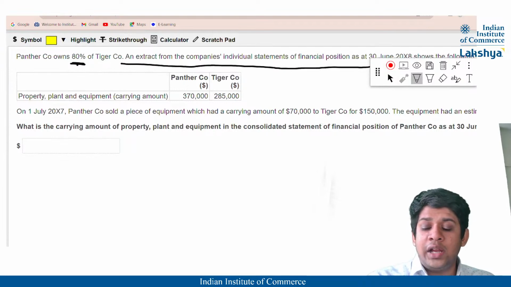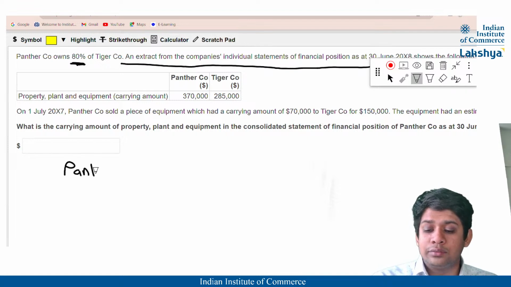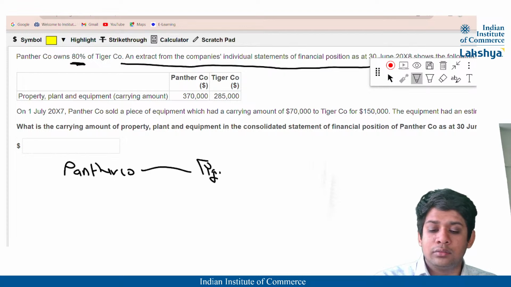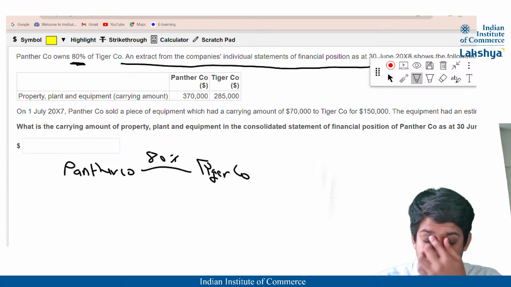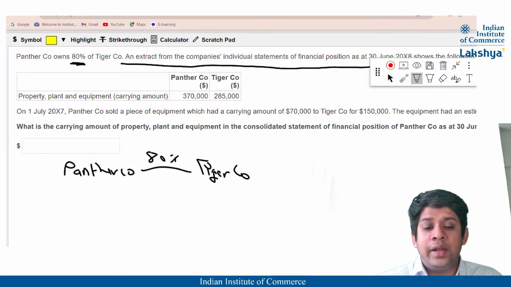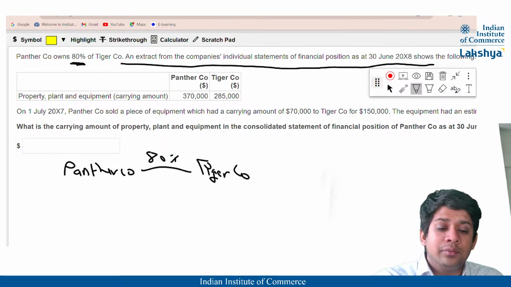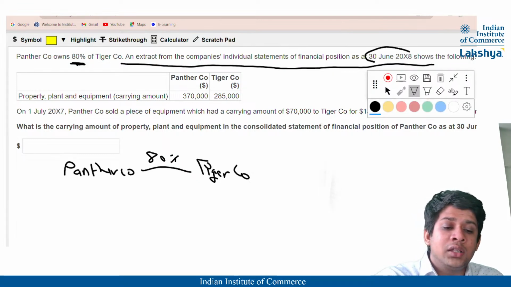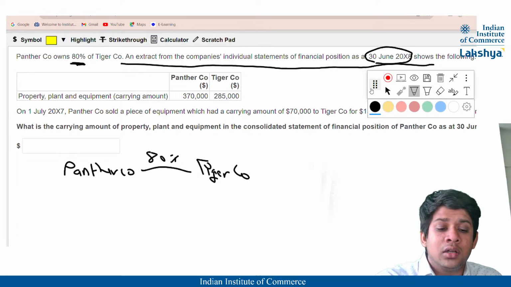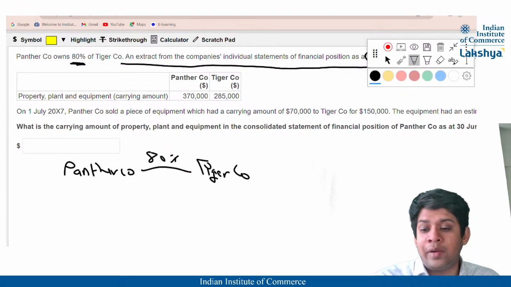Firstly, they are owning 80%, so it is consolidation, right? Panther Company owns Tiger Company 80%, and they've owned this company since whatever date, because they've not mentioned. Now, technically, we are at the year end, 30th June 2018. These are the financial statements information provided to me.